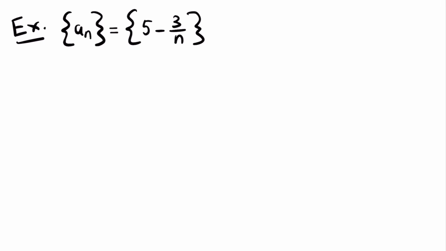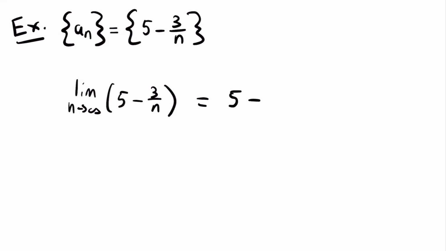Okay, so here's our first example. We have the sequence a sub n is equal to 5 minus 3 divided by n. And so if we want to determine the convergence of this sequence, what we can do is take the limit as n approaches infinity of a sub n. Now a sub n is equal to 5 minus 3 divided by n, and so let's rewrite that. We will have 5 minus 3 divided by n. Now the limit as n approaches infinity of a constant will just be that constant, so this is equal to 5 minus the limit as n approaches infinity of 3 divided by n.